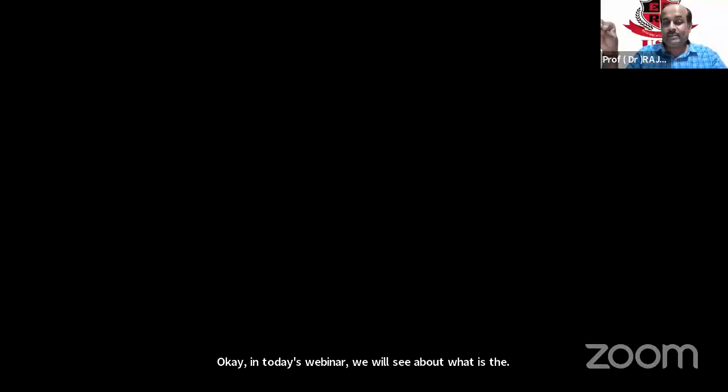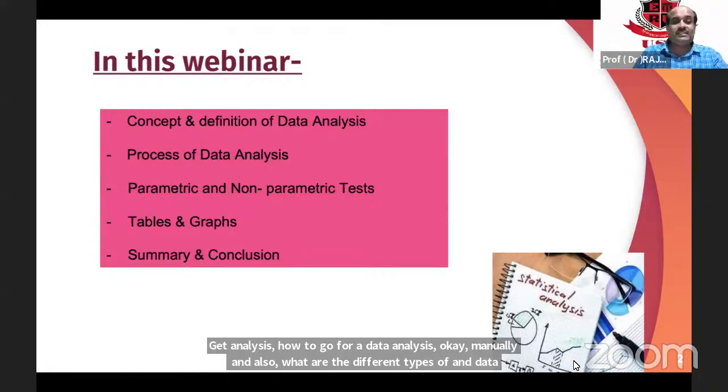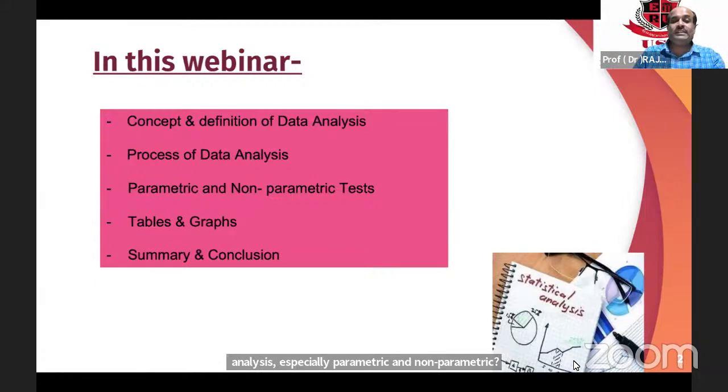How to prepare tables and graphs, and with the applications of SPSS. Then I conclude with the summary.